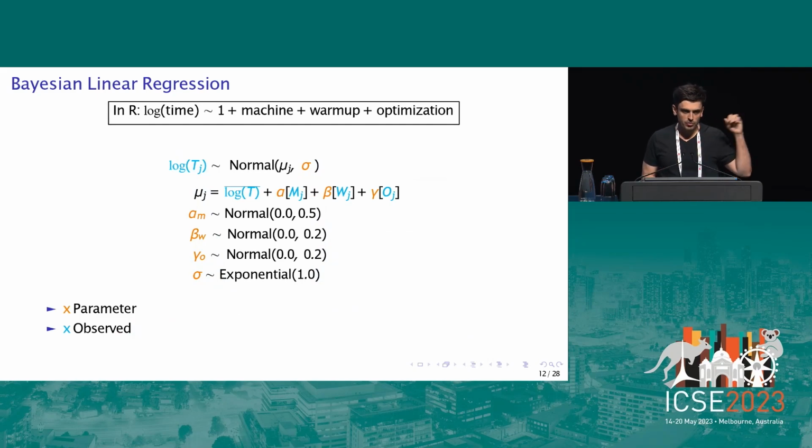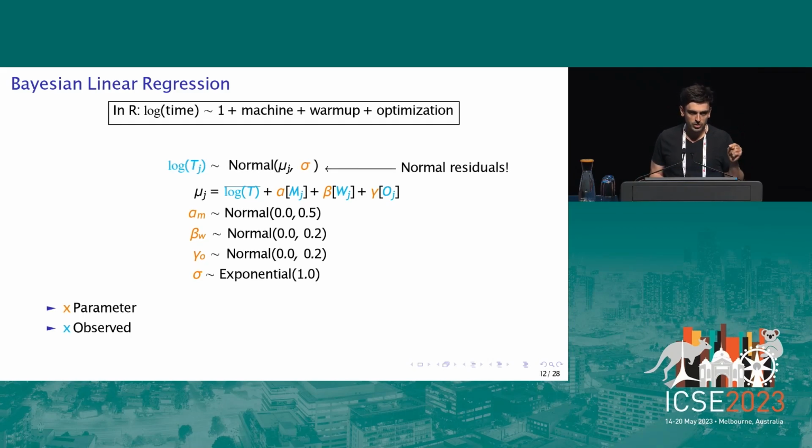So at the top, you would have what you would write in R. It's like the log of the execution time is modeled by the mean plus the effect of machine, the effect of warm-up, and the effect of optimization. And then at the bottom, this is the Bayesian equivalent of that, if you will. You don't have to understand all the equations, but the point that you have to understand is that it assumes normal residuals, like normal noise, and also it assumes common variance between the noise. So it doesn't assume that some machines have different noise levels, or that there's more noise for some machines.